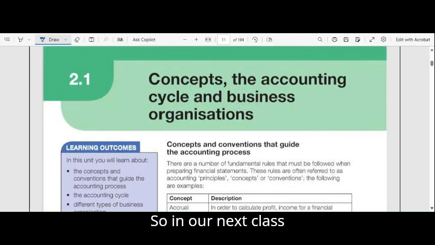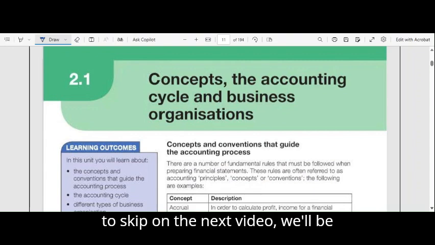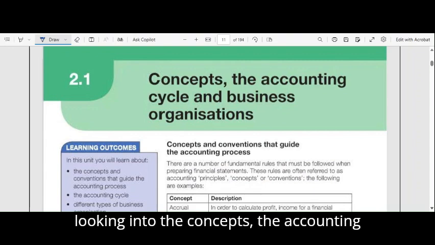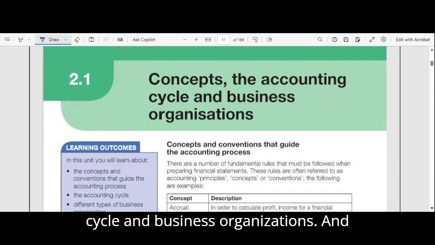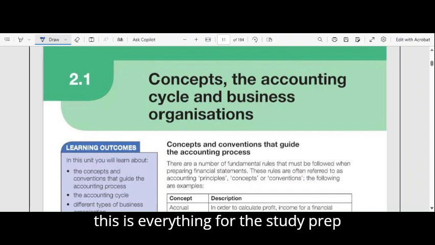So, in our next class, or the next video, we'll be looking into the concepts, the accounting cycle, and business organizations. And this is everything for the study prep guide.